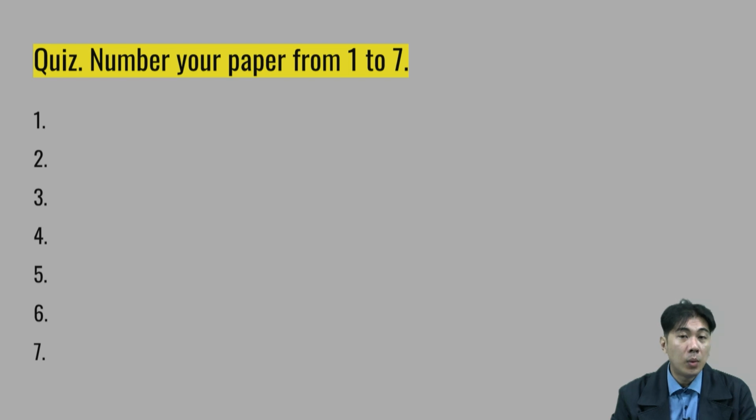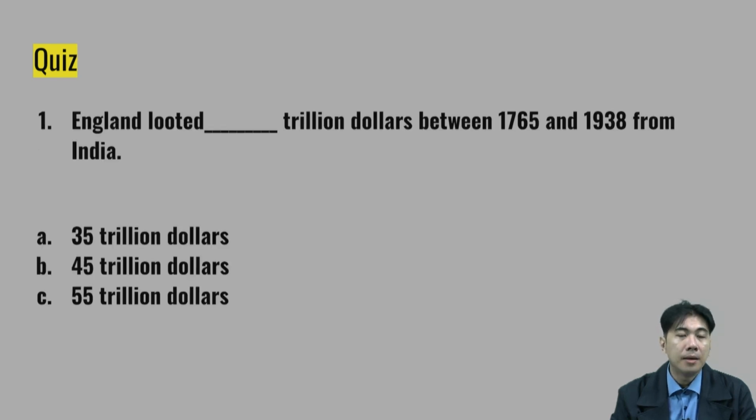Okay, let's start the quiz. Number 1: England looted $1 trillion between 1765 and 1938 from India. A, $35 trillion, B, $45 trillion, or C, $55 trillion. Which one is it? Okay? 5 seconds. Okay, number 2.